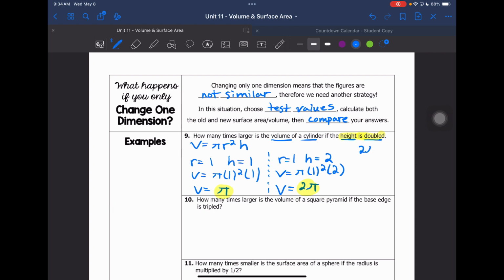Notice how this is our new volume, this is our original volume. We can divide these to find out how much bigger it is. This cancels out. You're left with 2. So the new figure, after the height is doubled, has a volume that is 2 times larger.